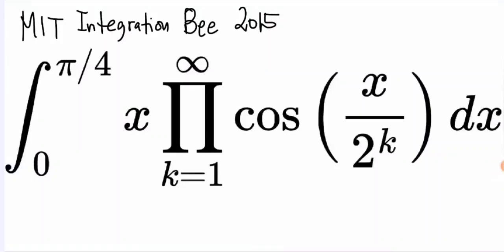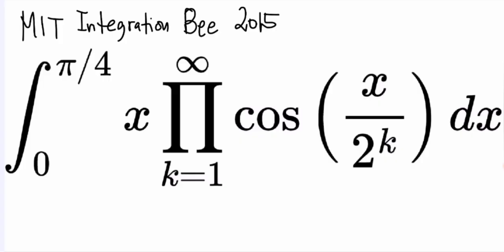Hello, so today we're gonna be solving an integral from the MIT Integration Bee, and this integral contains a nasty product, which is the product from k equals 1 to infinity of cosine of x over 2 raised to k. So this is an unusual integral, but there are numerous approaches on the internet for these kinds of integrals, although I'm gonna be using a log differentiation technique.